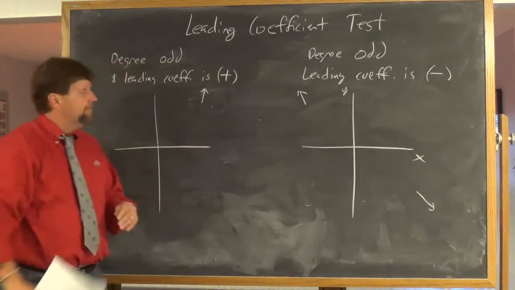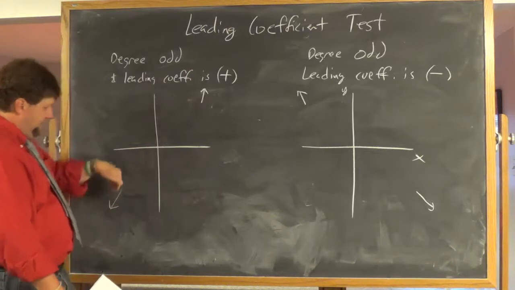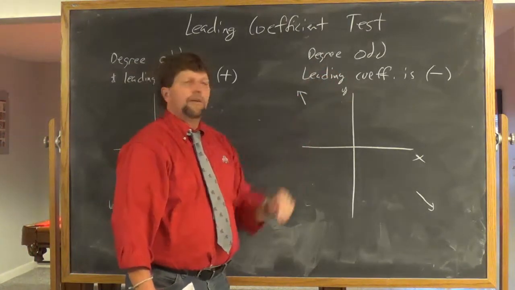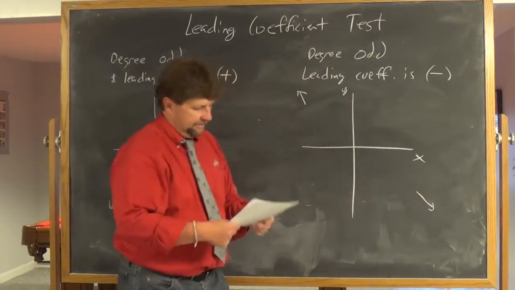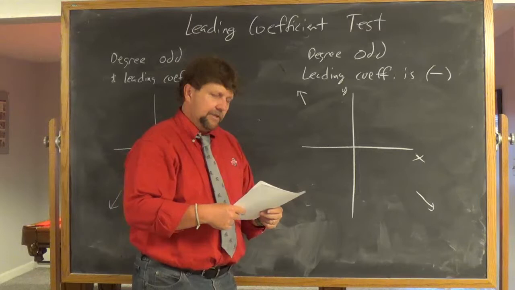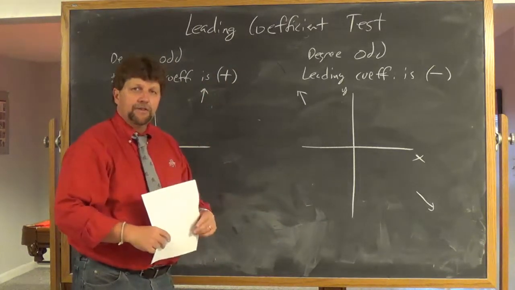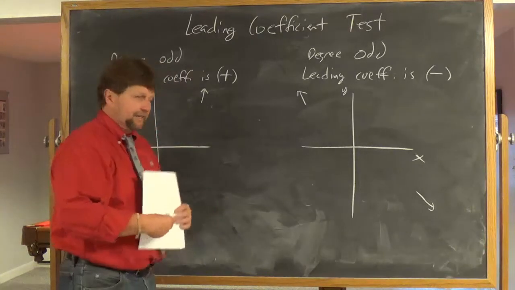So to recap, if the degree is odd and the leading coefficient is positive, down, up. Degree odd, leading coefficient negative, this, and this. So it's important that you know this, know your leading coefficient test. Let's do an example here to make sure you really are dialed into it.